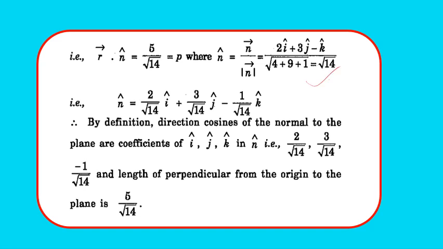So we have n cap equals, like I said, vector n upon magnitude of vector n, equals 2i plus 3j minus k upon under root 4 plus 9 plus 1, equals under root 14. So n cap equals 2 upon under root 14 i plus 3 upon under root 14 j minus 1 upon under root 14 k. So by the definition, direction cosines of the normal to the plane are the coefficients of i, j, k, that is 2 upon root 14, 3 upon root 14 and minus 1 upon root 14, and the length of the perpendicular from the origin is 5 upon root 14. Clear? So pause and note down the solution.